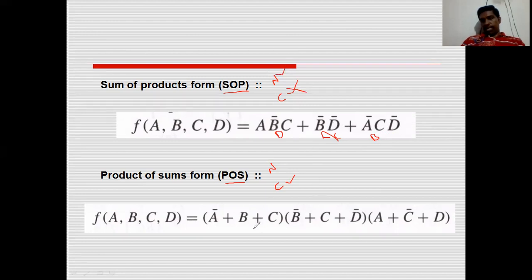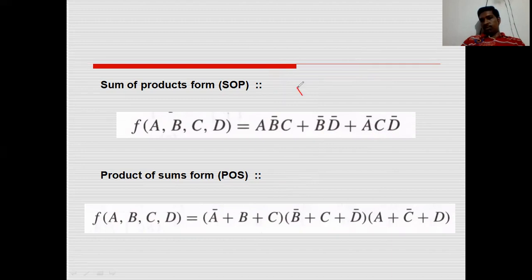Here also, we are finding D is missing, here A is missing, and then here B is missing. So, here also, literals are missing. Therefore, it is not canonical, it is also a normal. Then the question arises for you, how will the canonical form be?